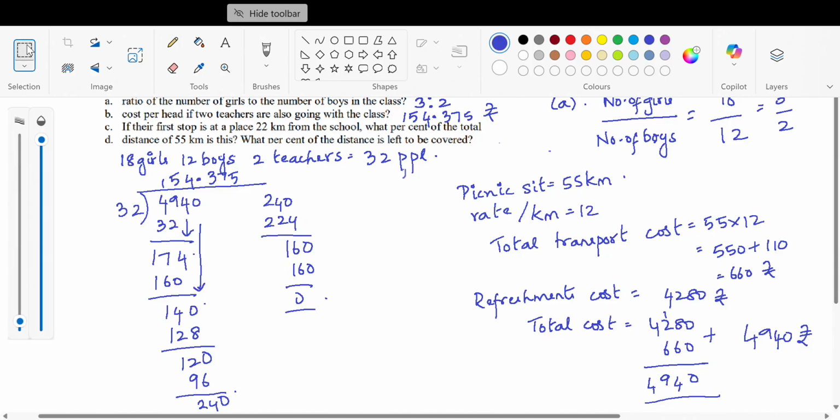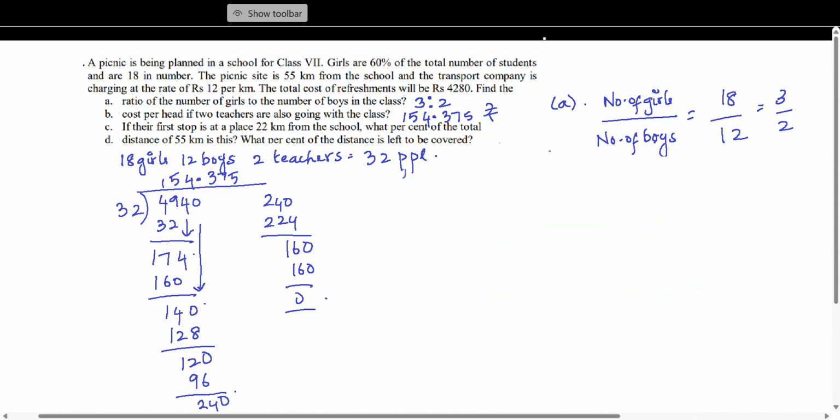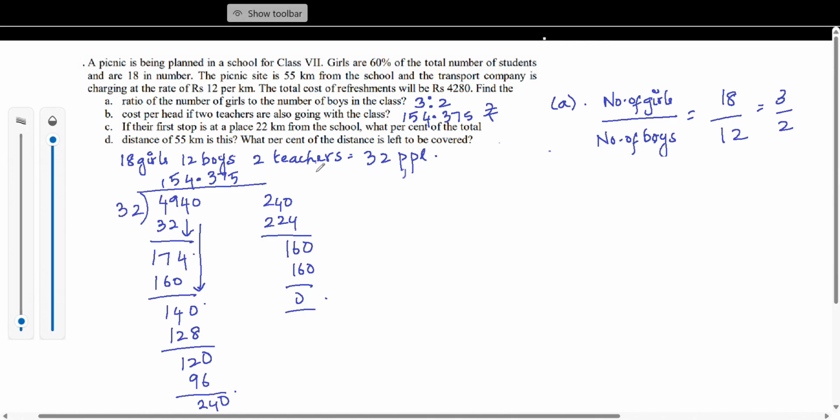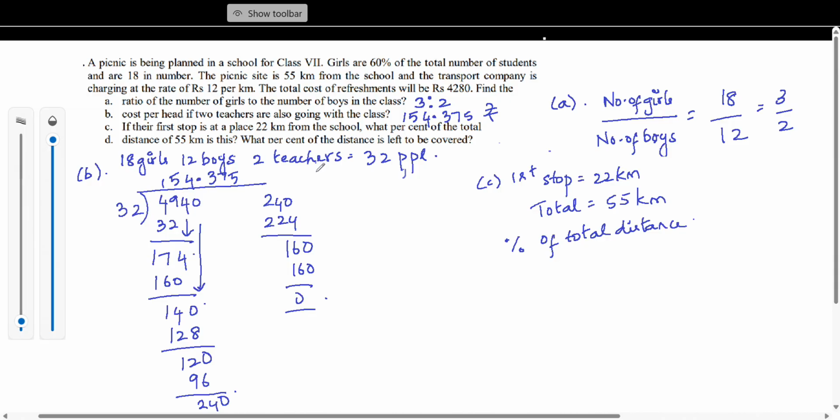Now, going to part 3. This is a percentage question. It says if the first stop was 22 kilometers. This was part B. First stop is 22 kilometers. Total destination is 55 kilometers. So percentage of journey covered of total distance. So how much is 22 for 55?